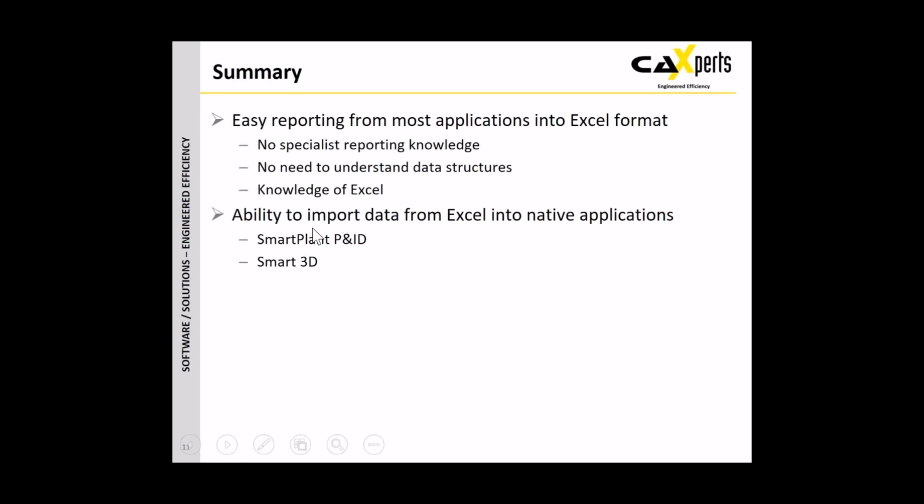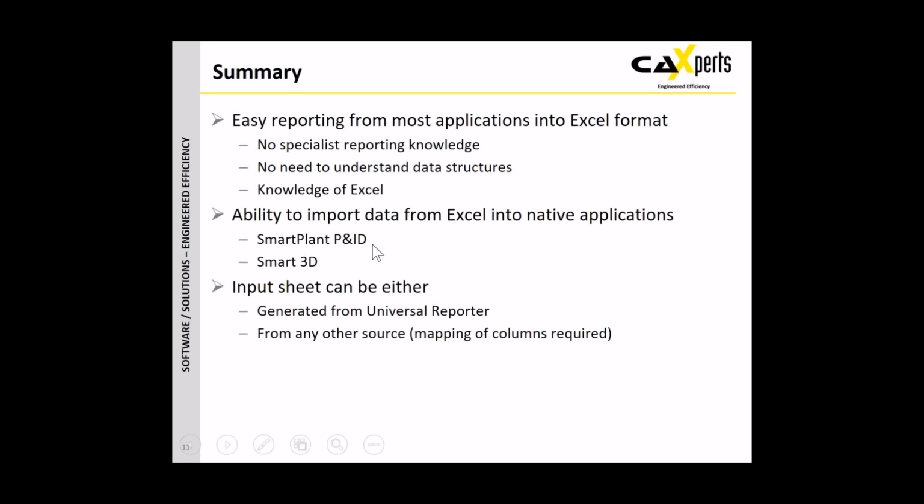So you have the ability to import data from Excel into native applications, and what we've shown today is SmartPlant P&ID and Smart 3D. There are some other features around Excel which are pretty powerful as well, but we've chosen not to show them on this particular webinar. The input sheets, as we've seen, can either be generated from Universal Reporter in the first place, so we're taking the data out, we're then modifying that and then writing that back, or we could have, say, a line list that we've been working on totally independently. We can bring that information in. All we need to do then is map the columns, which is a simple drag and drop exercise.